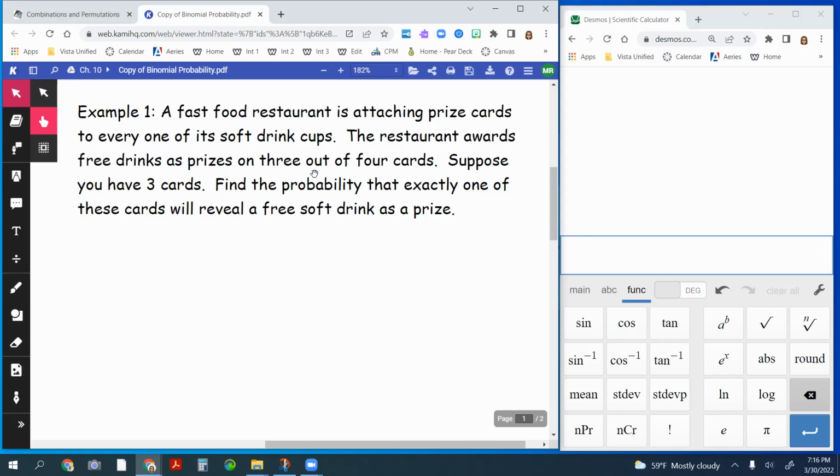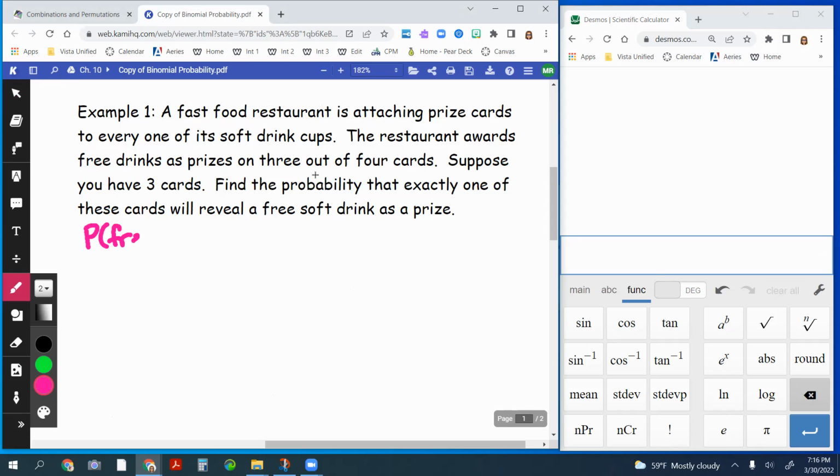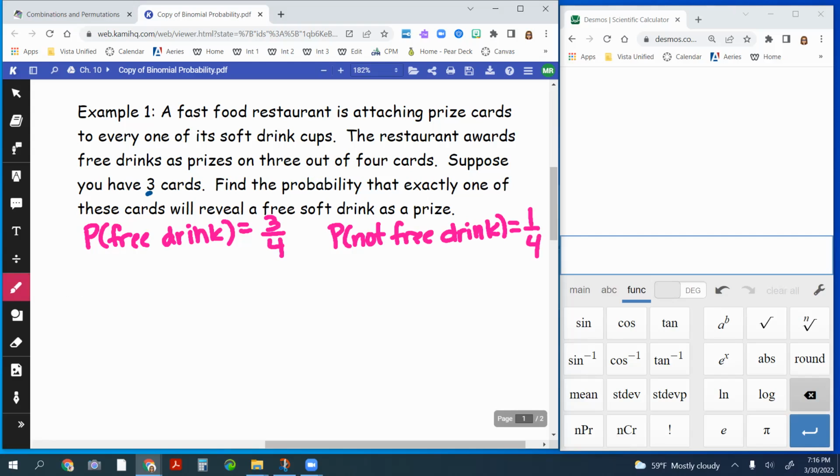Okay, so let me just jot that down. Probability of free drink is going to be 3 out of 4. And probability of not free drink is 1 out of 4. Okay, suppose you have 3 cards. Find the probability that exactly one of these cards reveals a free drink.